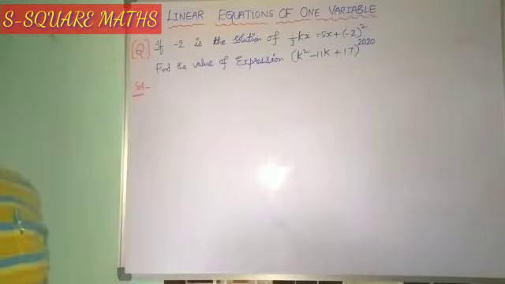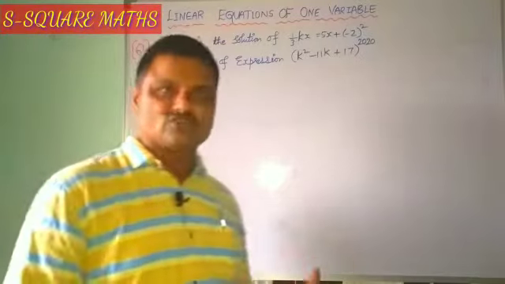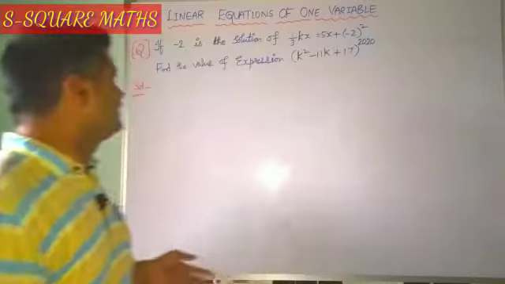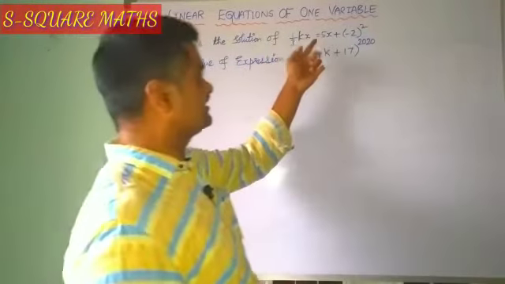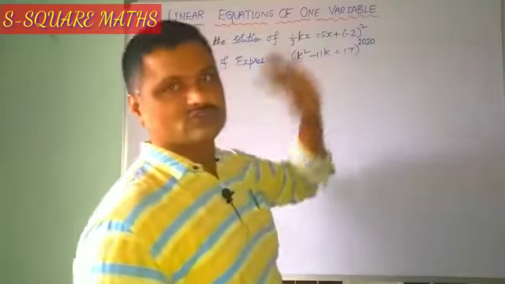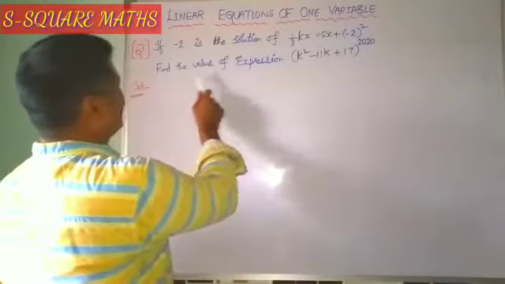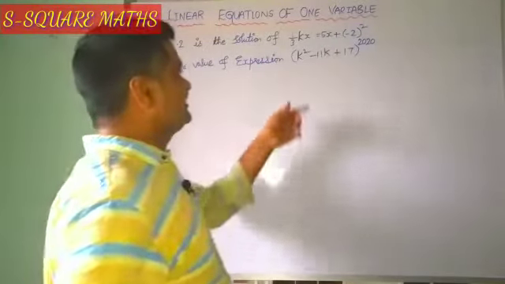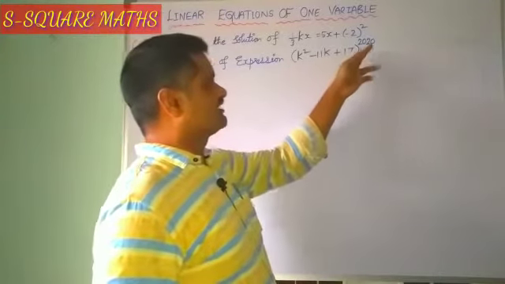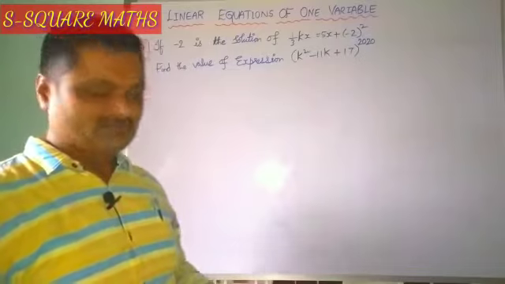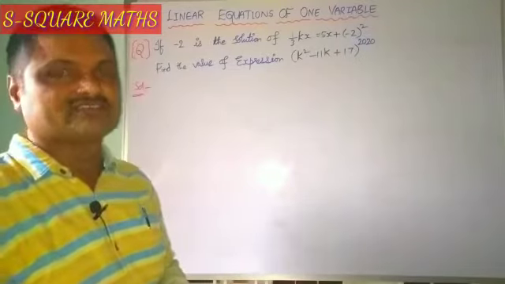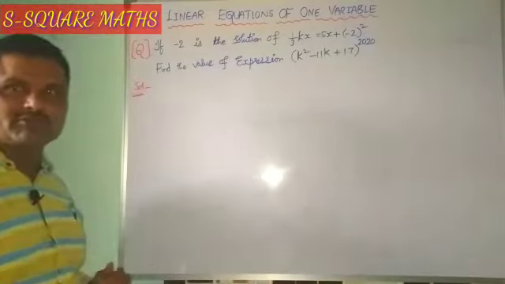It's very interesting and very important for 8th, 9th and 10th students. Okay. So if minus 2 is a solution of 1 by 3 kx is equal to 5x plus of minus 2 whole square, find the value of the expression k square minus 11k plus 17 whole power 2020. So here a condition is given. Let us proceed with our problem.